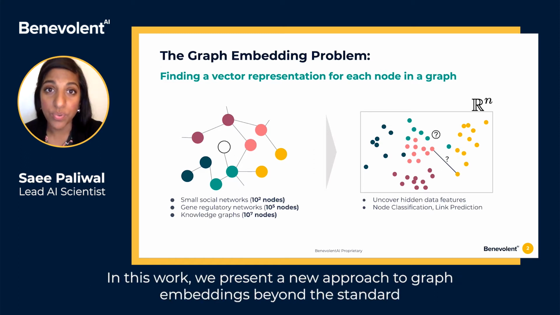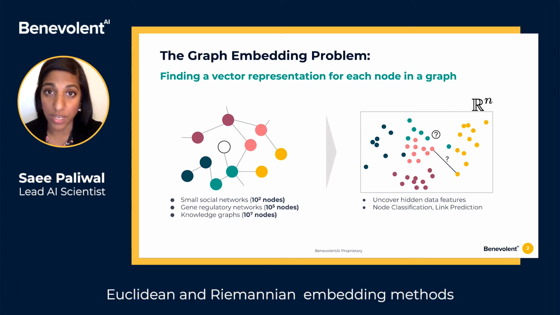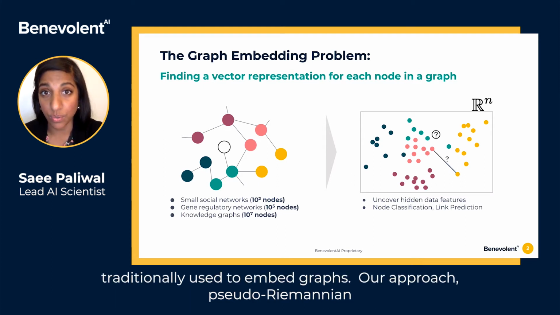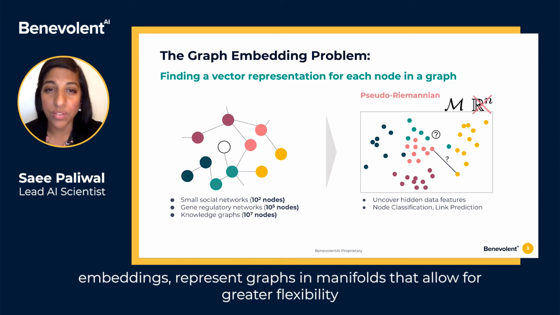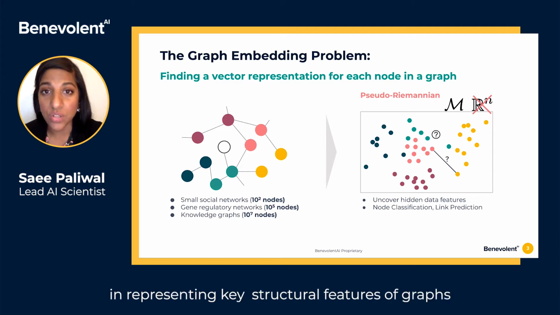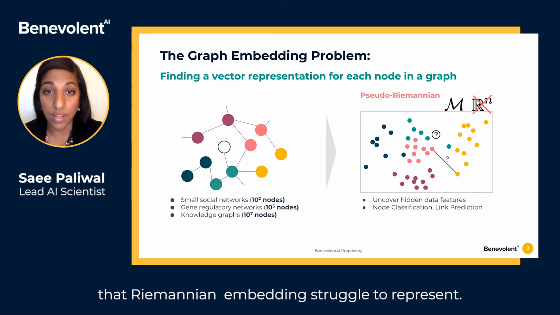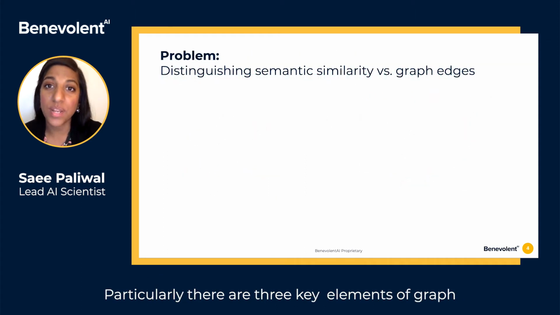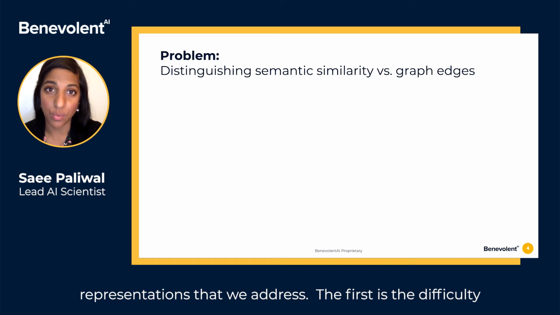In this work, we present a new approach to graph embeddings beyond the standard Euclidean and Riemannian embedding methods traditionally used to embed graphs. Our approach, Pseudo-Riemannian embeddings, represents graphs in manifolds that allow for greater flexibility in representing key structural features of graphs that Riemannian embeddings struggle to represent. Particularly, there are three key elements of graph representations that we address.